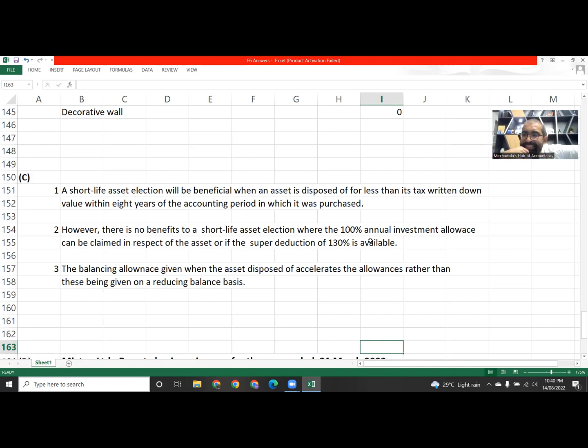I have a question for all of you, please. Why has the examiner written 100% AIA? Because for individuals, AIA is still available on short life assets. But for companies, the new course, for main pool items, now they have super deduction of 130%, right? But one thing you guys can keep in your mind, this is a big dodge. If you want to score, just for position holders, I'm telling you one thing: for super deduction you have to buy new assets. Remember.